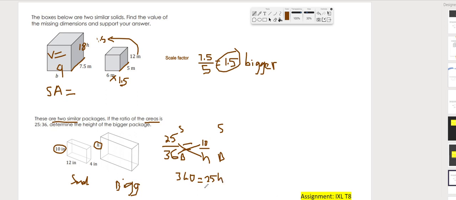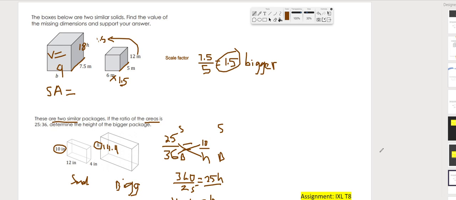So in this case, what you're going to do is divide by 25 on both sides, and that's going to give you what H is. So if I do 360 divided by 25, that gives me 14.4. Okay, 14.4. So that means that H is equal to 14.4. And that's it. So that's it for that one, right?